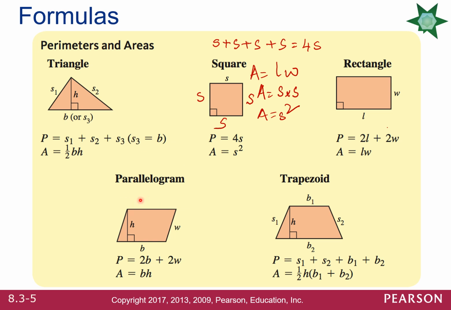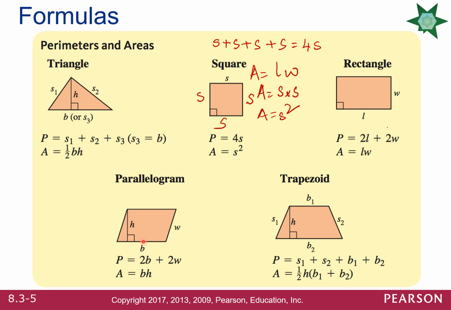Now, parallelogram, again, because the lines are all slanting, we have to figure out the height in a parallelogram to calculate the area. As far as the perimeter is concerned, it's straightforward. It's 2B plus 2W. So again, B represents one side, and in a parallelogram, the opposite sides are equal, just like with the rectangle. Only thing is the angles are not right angles in a parallelogram.